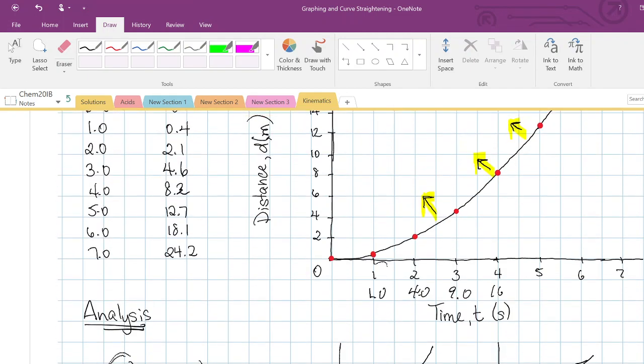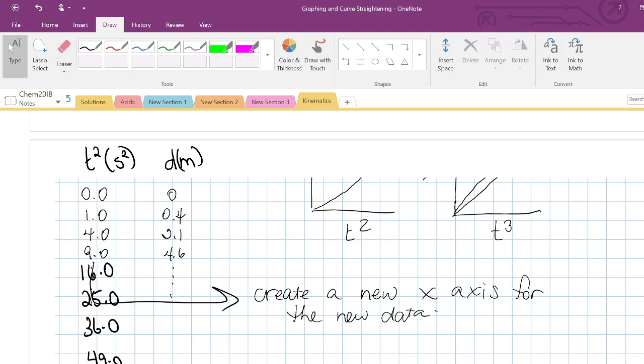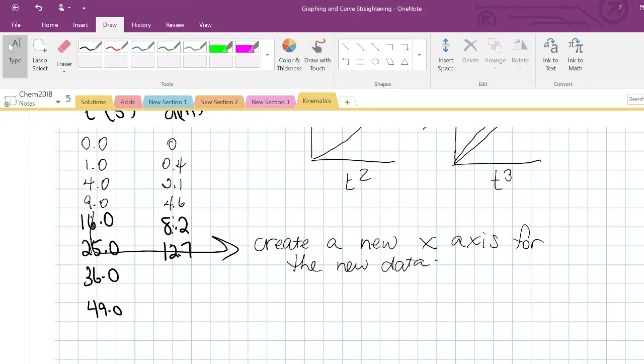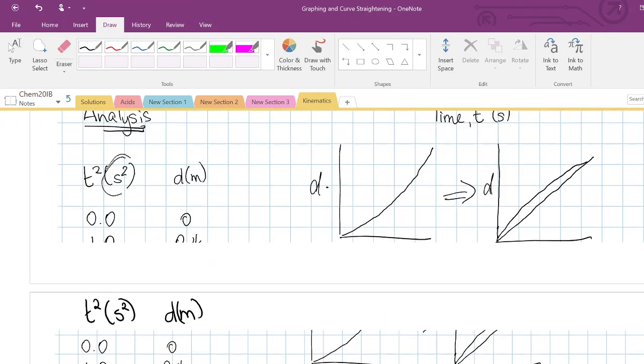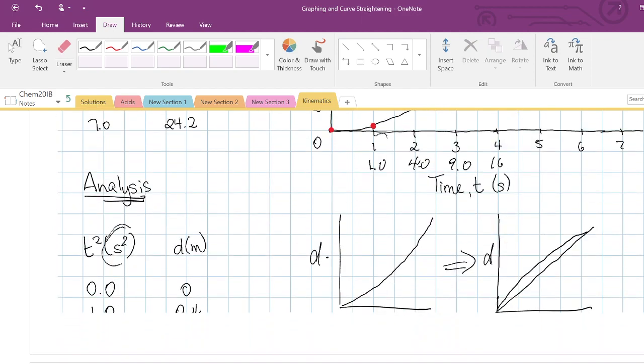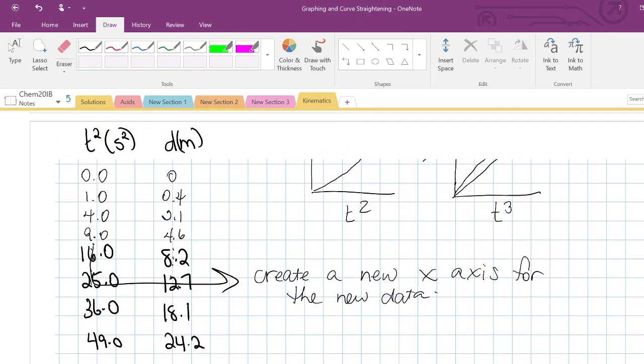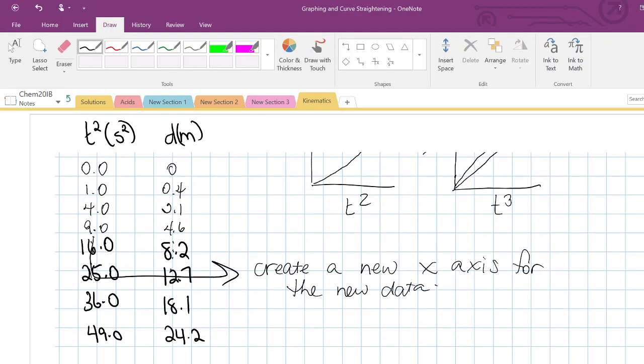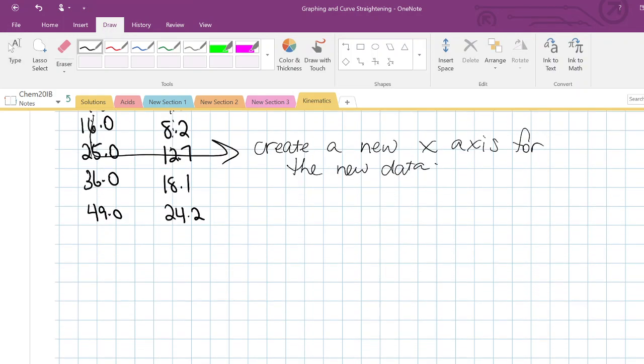And let's see what our data points were. 8.2, 12.7. And then I have 18.1 and 24.2, I believe. 24.2. Okay, perfect. So now what we've got to do is we've got to take this data and we're going to graph our brand new set of data. I'm going to keep my axes for the y-axis consistent. So let's just move down so I got a little bit of room to work here.